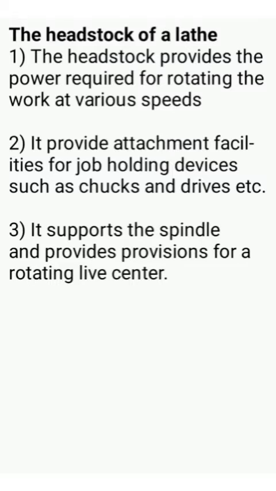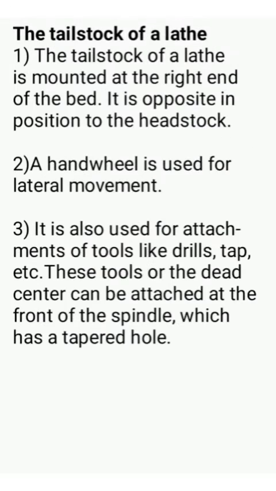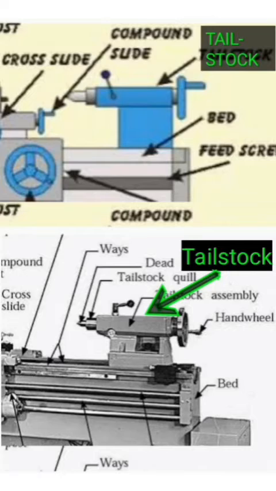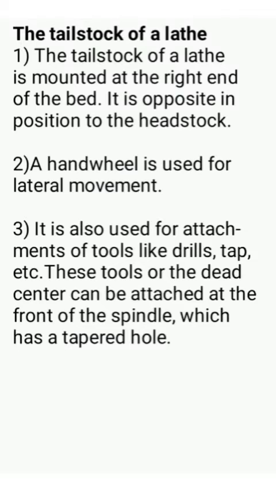Let's talk about the tailstock of a lathe machine. The tailstock of a lathe machine is mounted at the right end of the bed. It is opposite in position to the headstock. The hand wheel is used for lateral movement. It is also used for attachment of tools like drill, tap, etc. This tool or the dead center can be attached at the front of the spindle, which has a tapered hole.